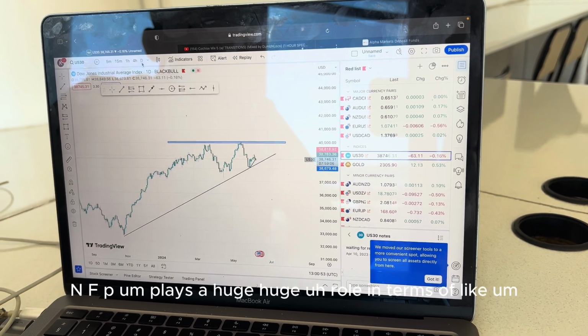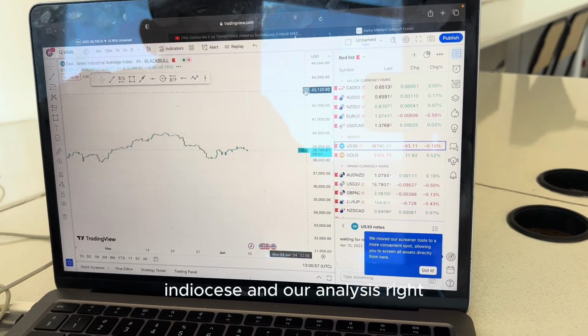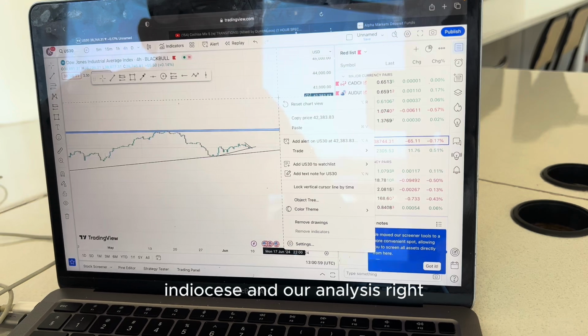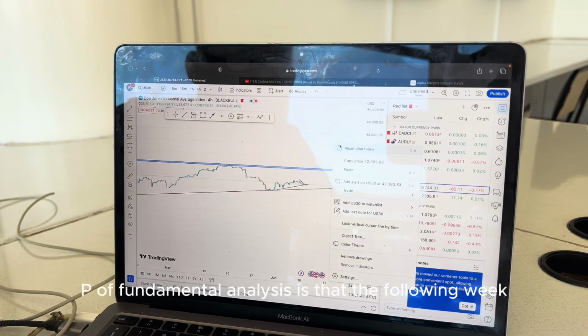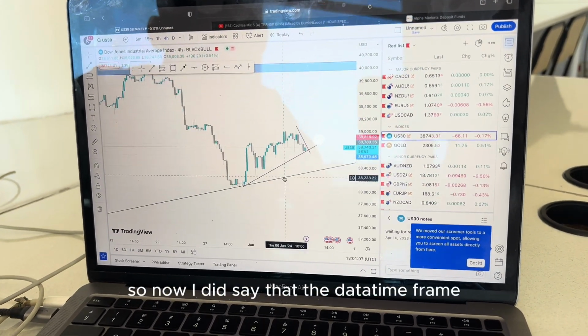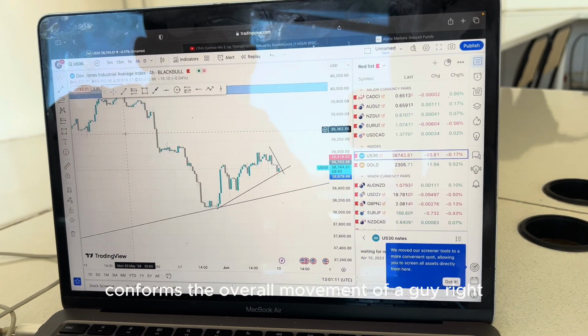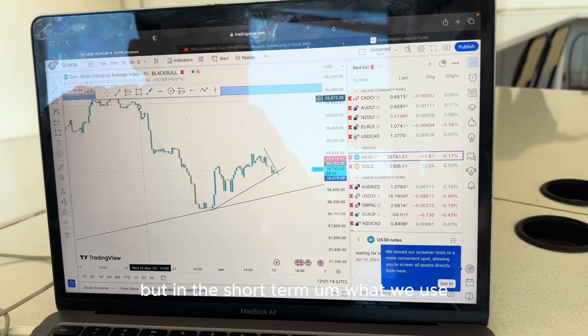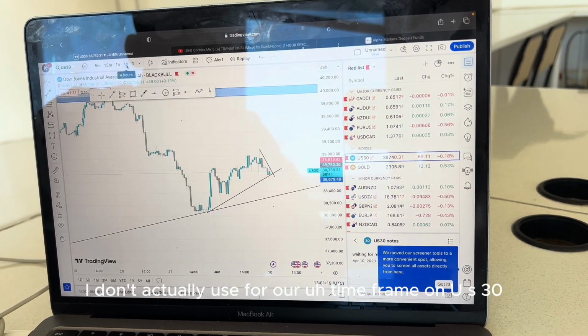NFP plays a huge role in terms of indices and our analysis, right? Usually what the market does after NFP or fundamental analysis is that the following week it continues with the direction that it took on that fundamental event. So I did say that the daily time frame confirms the overall movement of a buy, right? But in the short term, I don't actually use the 4 hour time frame on US30.